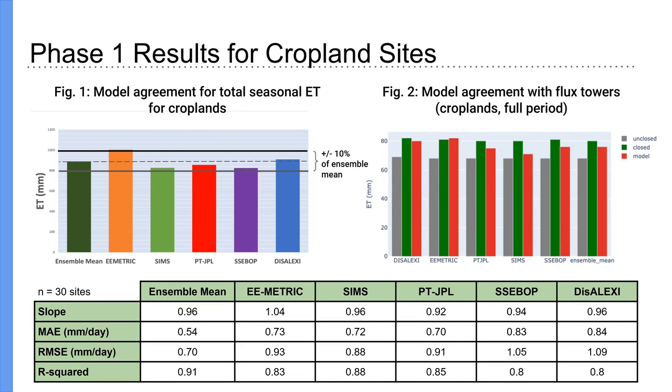It is important to note that models are not being tuned or calibrated to any of these sites, and of course they are not assimilating any data from the validation sites either. Interestingly, the ensemble value performed as well or better than any individual model during phase 1 and had the lowest mean absolute error and root mean squared error values.